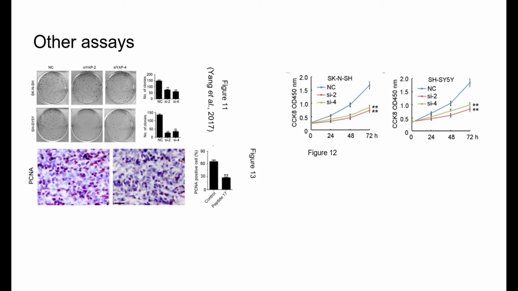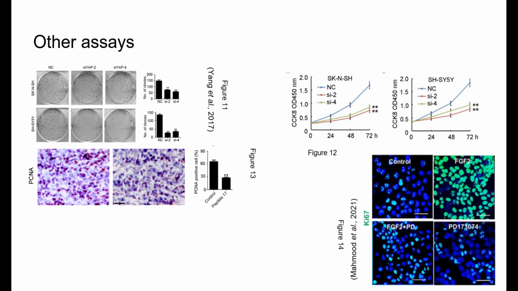We can also look at PCNA staining, which is our proliferating cell nuclear antigen. Here we wanted to observe the effect of particular compounds, so they've used peptide 17, and they found that PCNA staining decreased, so proliferation decreased. Another method of looking at proliferation is by staining for the proliferative antigen Ki67.